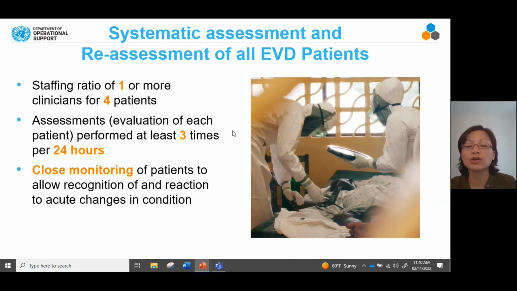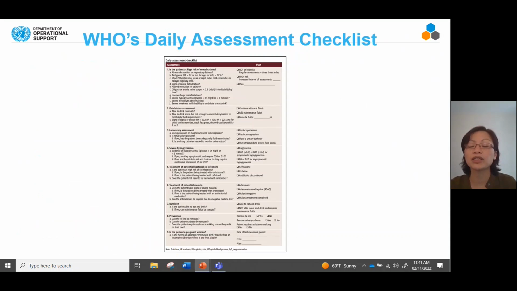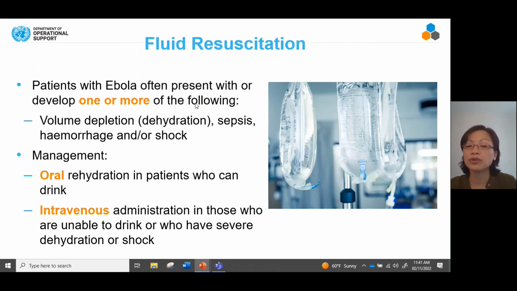So again, WHO talks about the need for close monitoring of such patients. You need to identify patients that have high risk of complications and treat them as if critically ill so that you can prevent them from further deterioration. WHO also has a daily assessment checklist here that you can use. Fluid resuscitation, again, is very important. You can give oral rehydration to patients who can drink, IV administration for those who cannot drink.